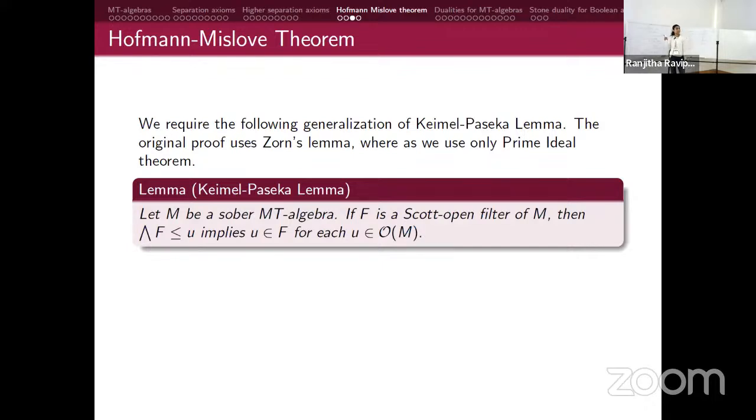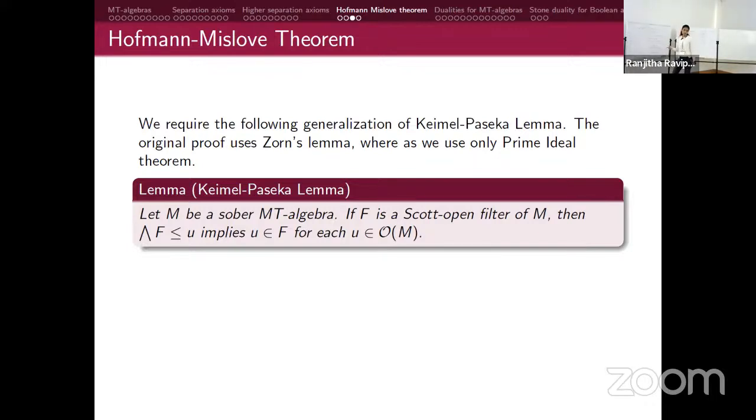So this is the theorem I use for proving the Hoffman-Mislove theorem. Keimel-Paseka lemma. I think everybody should give it a read. It's amazing. It's a very nice proof. It's just a small paper. It just has 3 theorems in a paper. It's very nice. So I think it's a good one. And I have proved the same theorem in the empty algebra setting, but I don't use Zorn's lemma. I just use the prime ideal theorem.